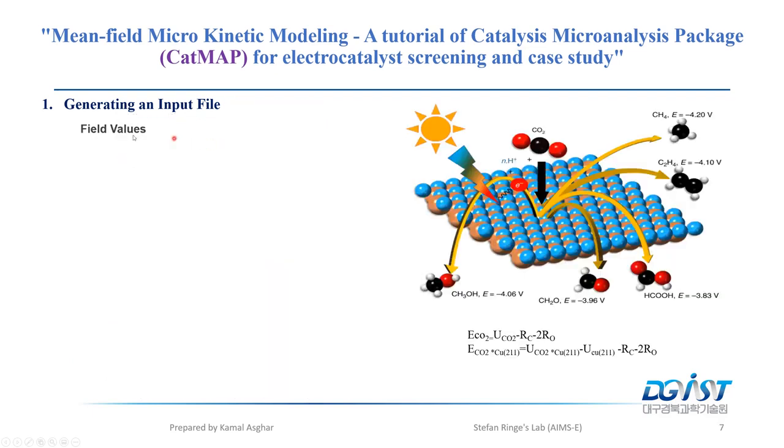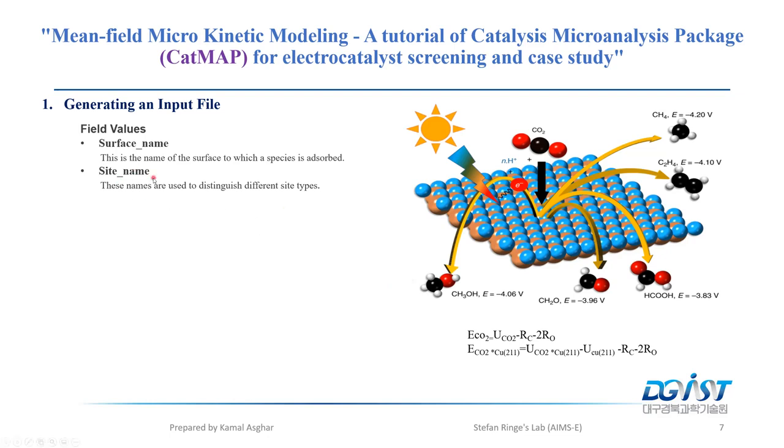Now I will explain all these field values which were generated in our input file. First of all was surface name. This is the name of the surface to which species are adsorbed. For example, in our case, we are using a copper catalyst for CO2 reduction reaction, so the surface name is copper 211. And site names are used to distinguish different site types, like 211, 110, 111.